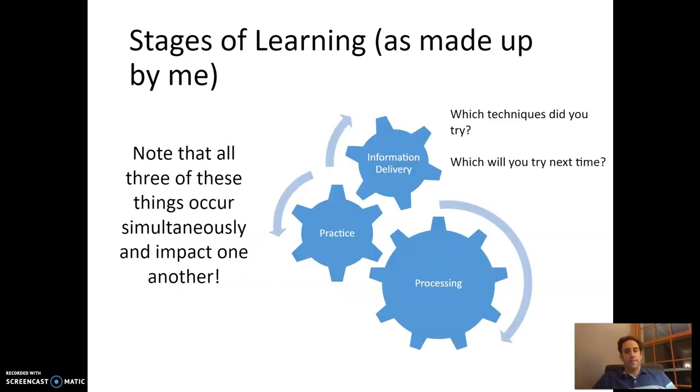So note that all of these things, I kind of made it sound like it's sort of one, then the next, and the next, but they do interact and affect one another. So they kind of interlock in this gear-like way.